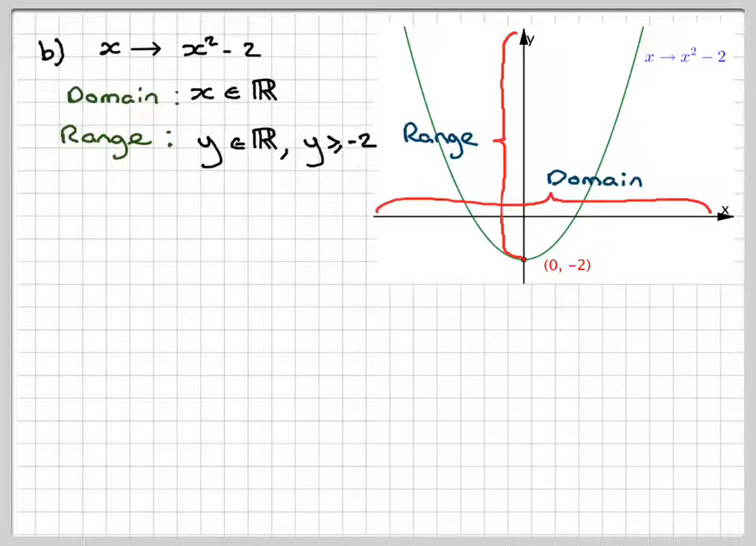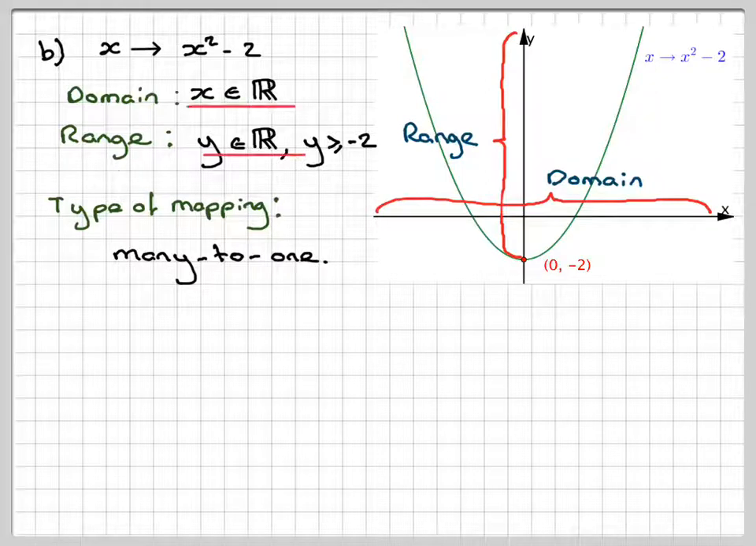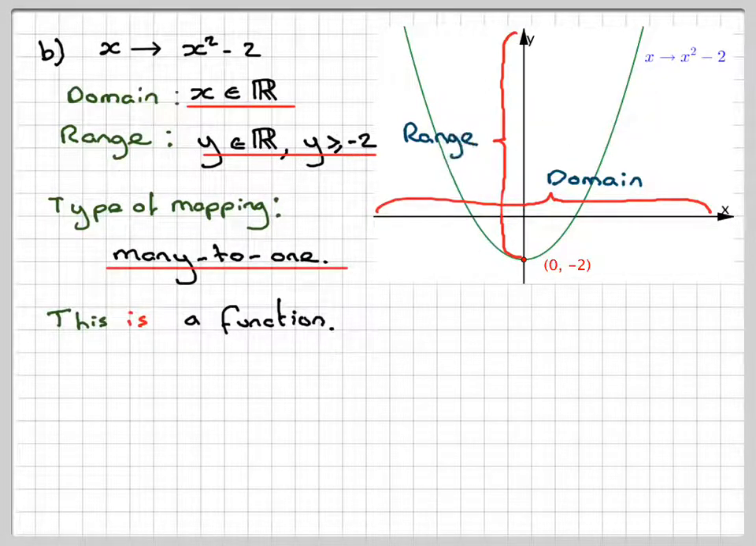Now the type of mapping we've got here is a many to one. For example, if we take this point here, this will go to one value, but if we carry on here, there's another value that will also go to it. Therefore, this is called a many to one. So the type of mapping is many to one. Now, many to ones are functions because many will just go onto one thing only. So each thing here only goes onto one thing. So it is a function.